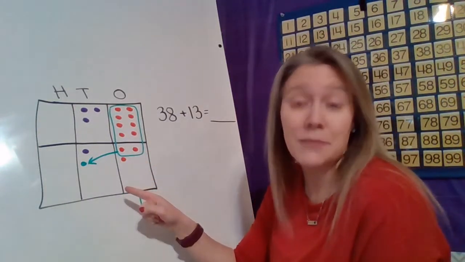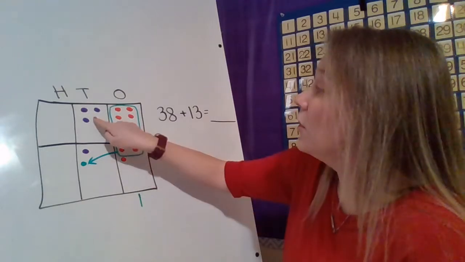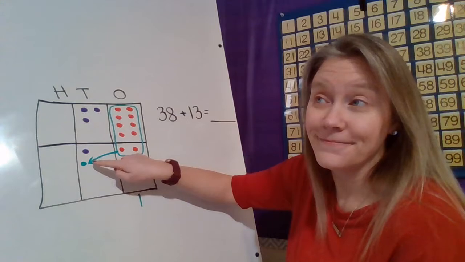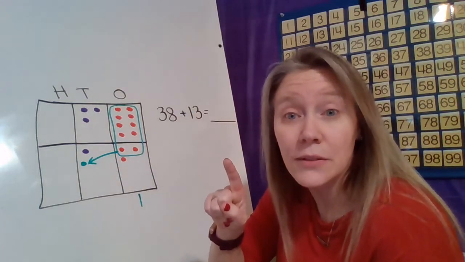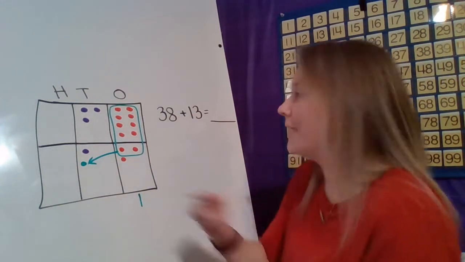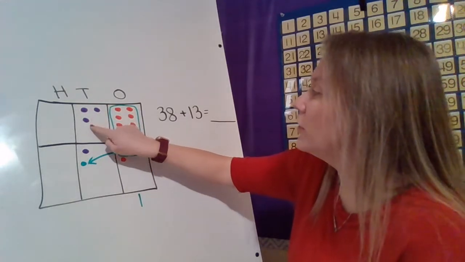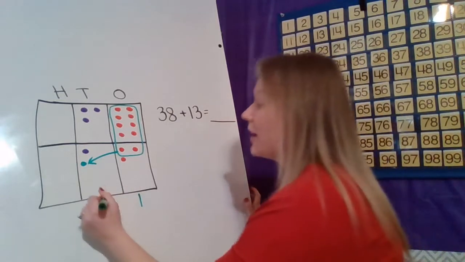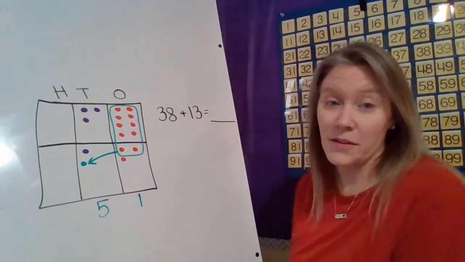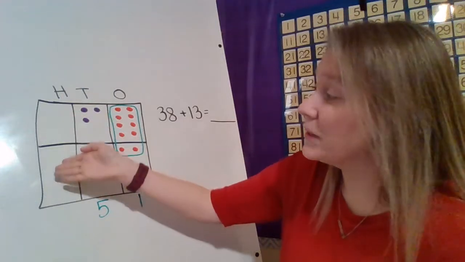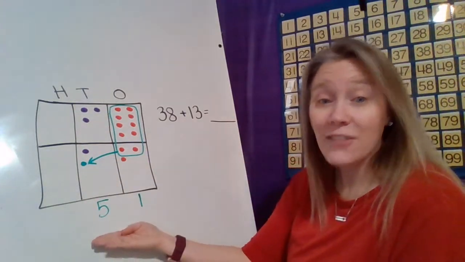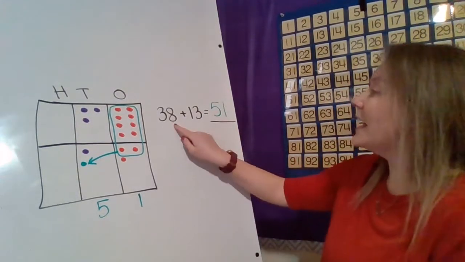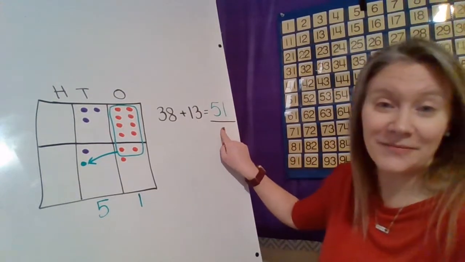Now we move over to the tens position. Let's count our tens. 3 tens plus 2 tens. You could count by 10 if you want to. Let's do that. 10, 20, 30, 40, 50. So there are 5 tens. So we're going to write a 5 in the tens column. And do we have any hundreds? 0 plus 0? Nope, none. So we have our answer now, everyone, 51. So 38 plus 13 equals 51.